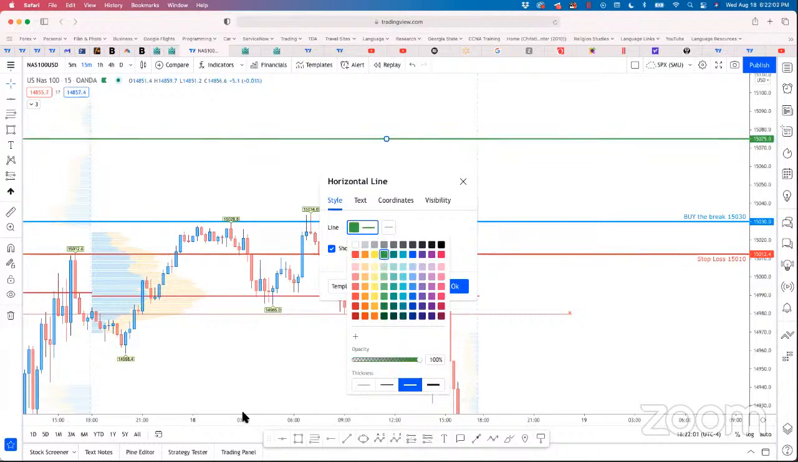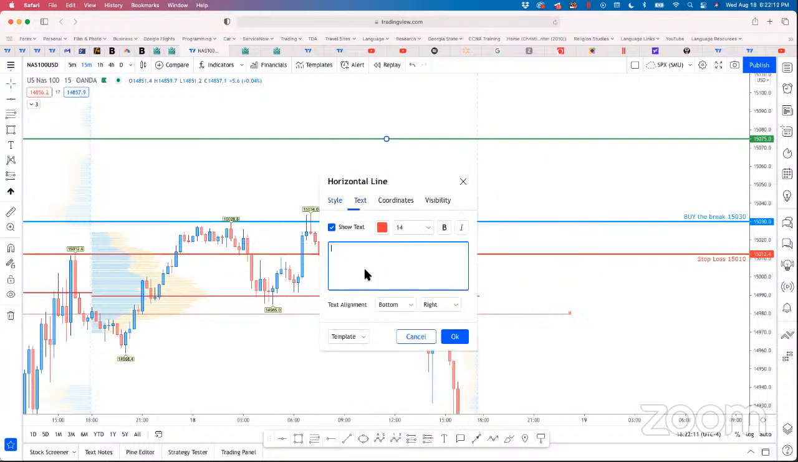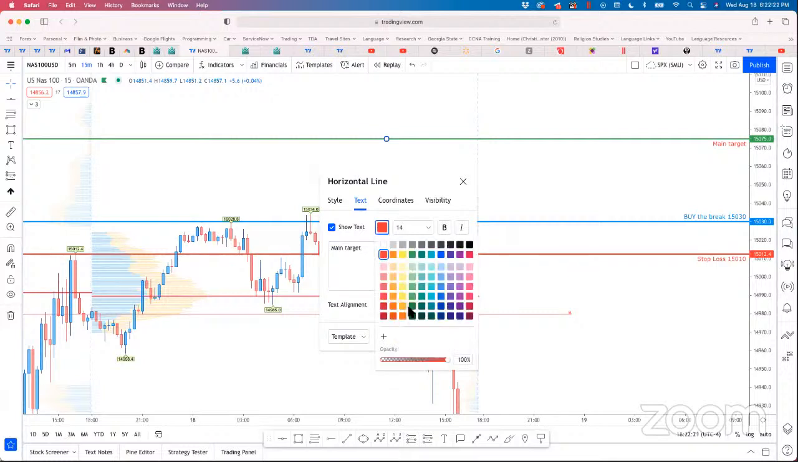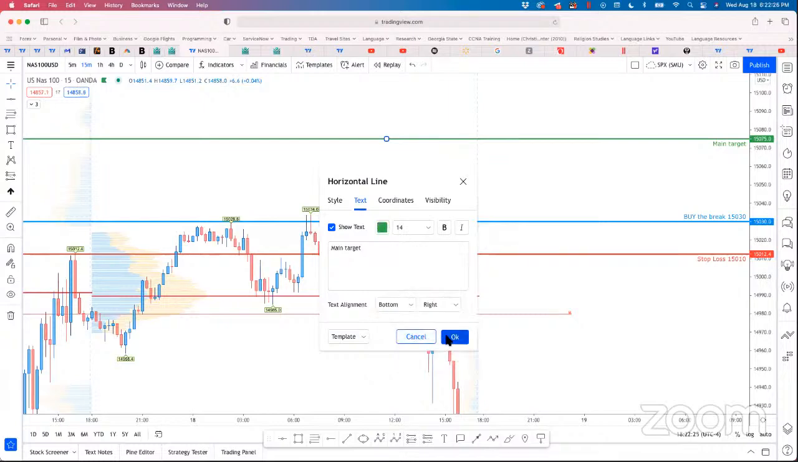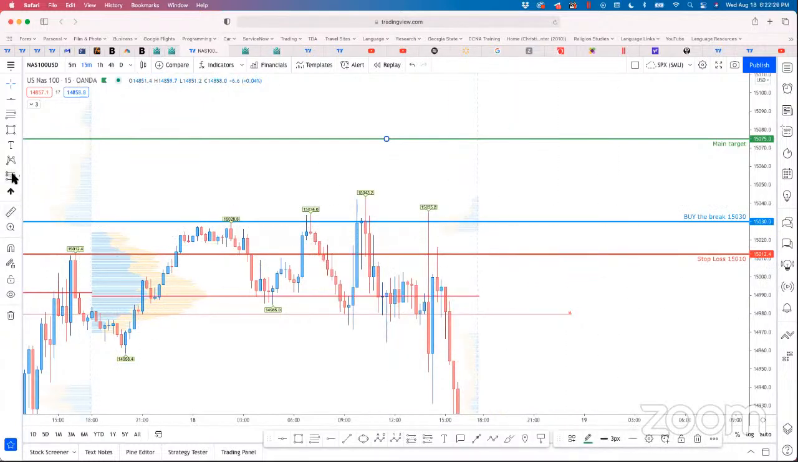Yeah, I'm back up now. That was yesterday. So this was the main overall target. It was 15,045, not 75. Yeah, okay. Got it. So this was the trade setup.